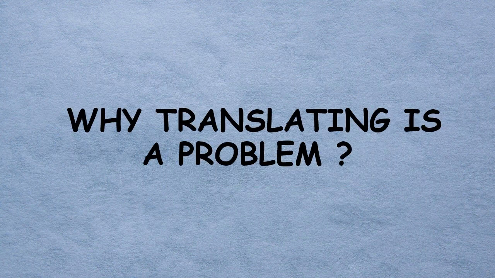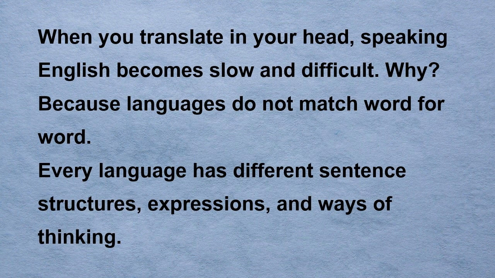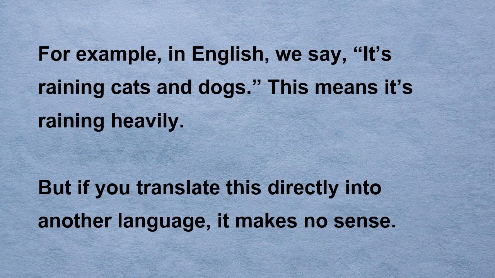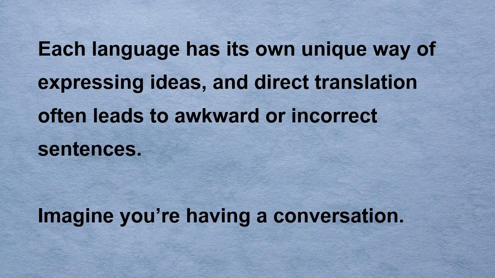Why translating is a problem. When you translate in your head, speaking English becomes slow and difficult. Why? Because languages do not match word for word. Every language has different sentence structures, expressions, and ways of thinking. For example, in English, we say, "It's raining cats and dogs." This means it's raining heavily. But if you translate this directly into another language, it makes no sense. Each language has its own unique way of expressing ideas, and direct translation often leads to awkward or incorrect sentences.